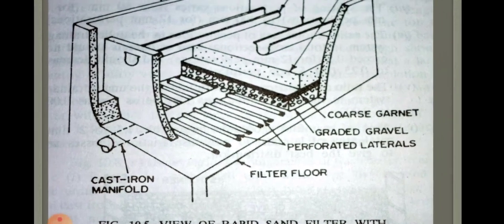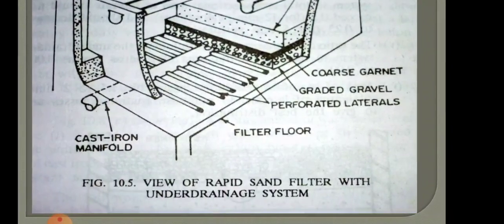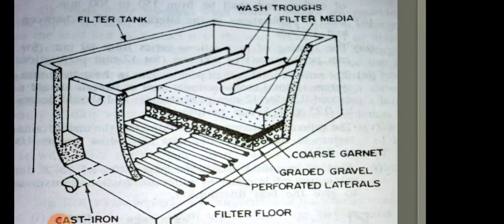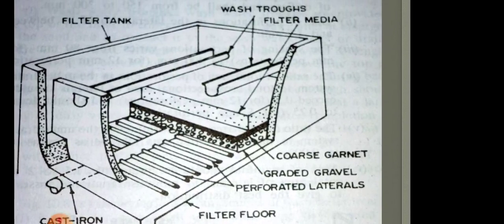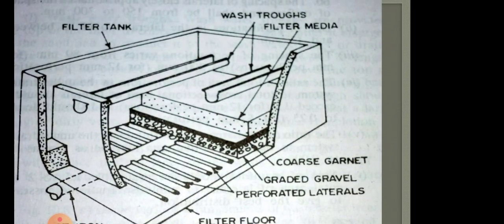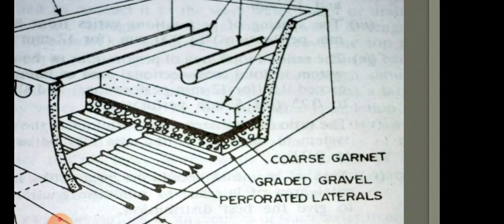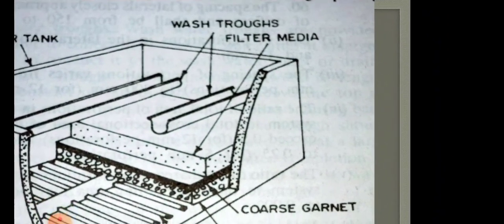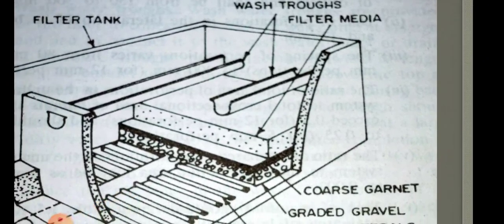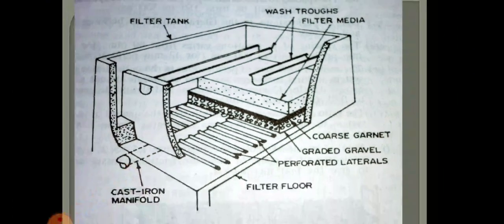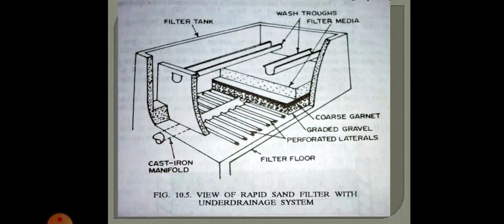Here in this figure you can see a rapid sand filter having an under drainage system. You can see the pipes, which are perforated laterals provided at the bottom of the tank, and then the coarse aggregate, that is the gravel, and the sand media. And of course you can see the wash troughs, normally placed across the width, mainly to admit or supply water to the tank so that it can be filtered. So this is a typical layout of a rapid sand filter.